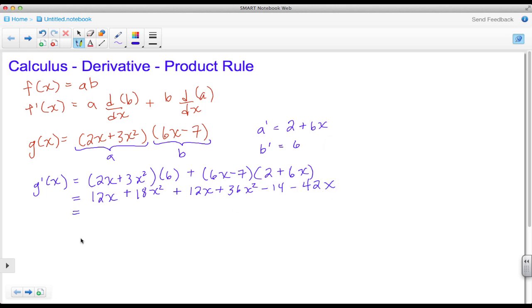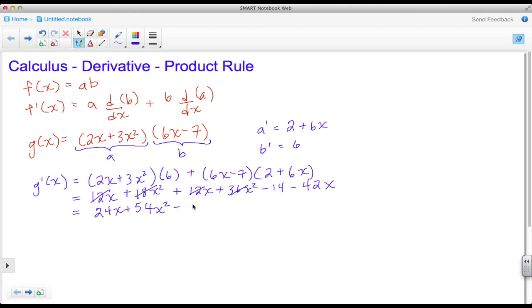Now I'm looking to combine like terms. I've got a 12x and a 12x. That there gives me a 24x. And then I've got 18x squared and a 36x squared. Well, 8 and 6 is 14. I'm going to carry the 1, so I've got a 1 and 3 to give me 4, plus that extra 1 to give me 5. So that's 54x squared.